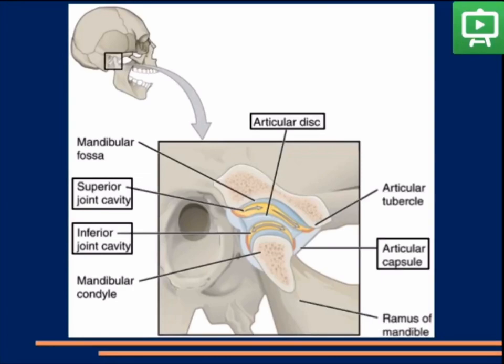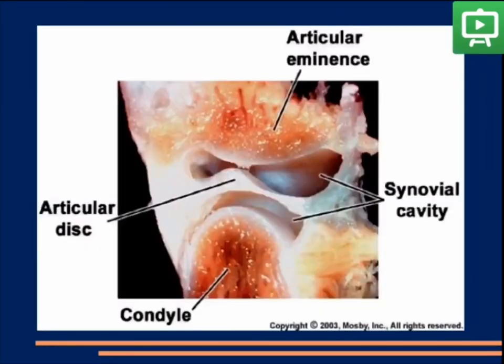Here we see this articulation between the temporal bone and the mandible. Most importantly is the articular disc, which separates into a superior and an inferior joint cavity, and all of which are surrounded by an articular capsule. The gross anatomy of the temporomandibular joint.